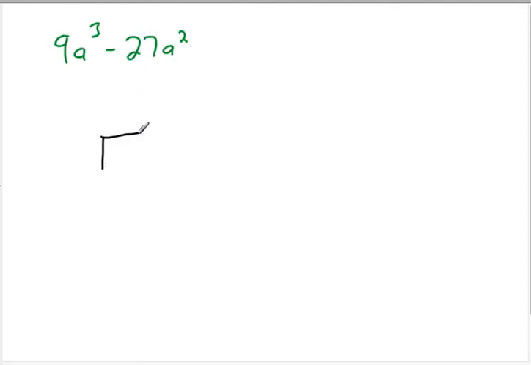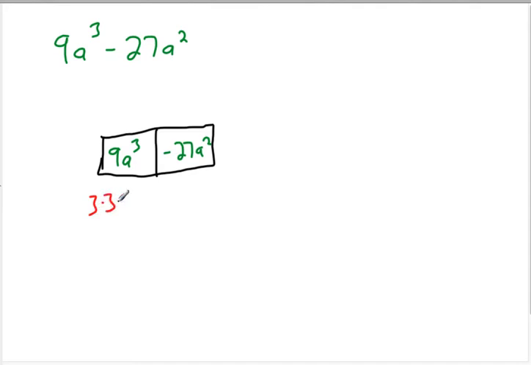Now let's try this one. So we have 9a cubed. This time we have a minus in there. Not a problem. So we have 9a cubed and a minus 27a squared. Same thing, we're going to get the prime factorization. So 9 is made of a 3 and a 3. And then we have 3 a's. And then negative 27, I'm going to go ahead and put a minus here. 27 is made up of 3 times 3 times 3. Then we have 2 a's.